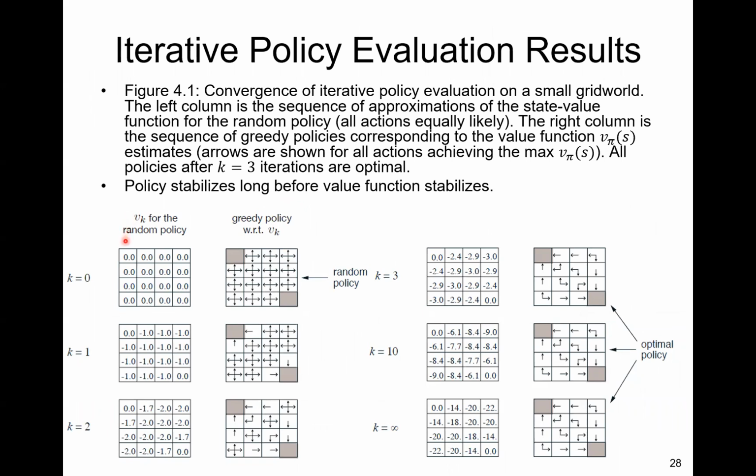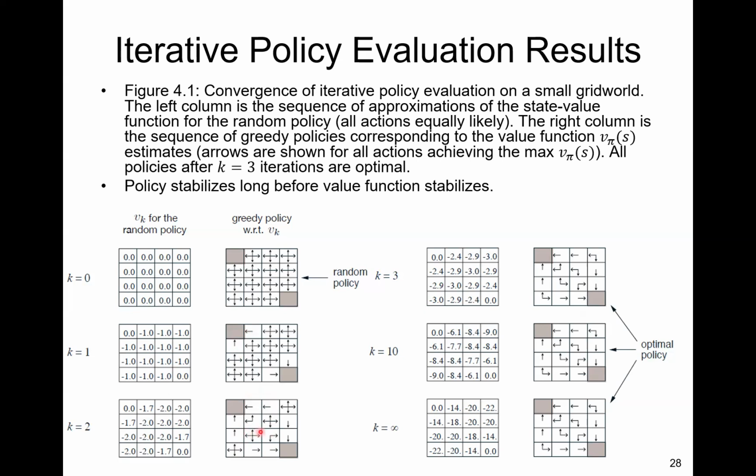The left column is the sequence of approximations of the state value function V pi s for the random policy. The right column is the sequence of greedy policies corresponding to the value function V pi s estimates. At this initial stage, all the actions are equally good, because everywhere you have a value function of 0. In this case k equals 1 iteration. Now, in this state here, you should go left, because then you go into the terminal state and get a v s prime of 0. So you die earlier and end your suffering earlier.